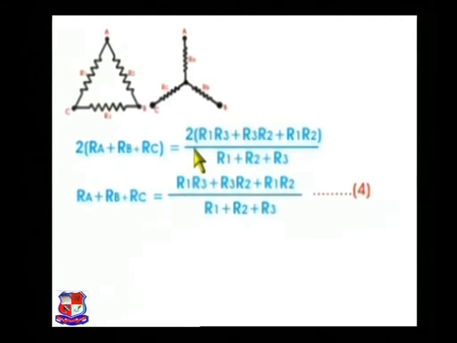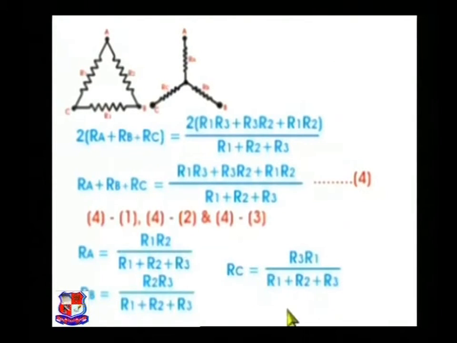equal to 2 into (R1 into R3 plus R2 into R3 plus R1 into R2) divided by (R1 plus R2 plus R3), or RA plus RB plus RC is equal to (R1 into R3 plus R2 into R3 plus R1 into R2) divided by (R1 plus R2 plus R3), and say this is equation 4.